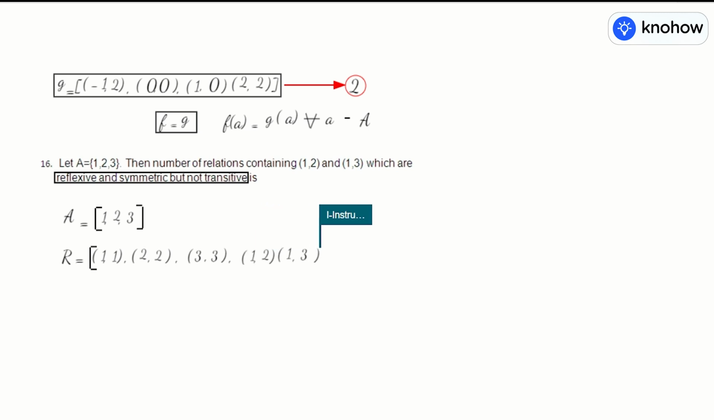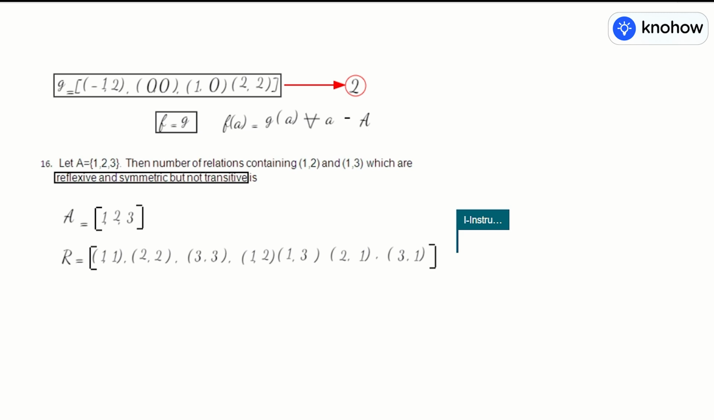And it also says that the relation is symmetric. As far as (1, 1), (2, 2), (3, 3) is concerned, that is not a problem. But if (1, 2) is there, then (2, 1) should also be there for the relation to be symmetric. And likewise, if (1, 3) is there, then (3, 1) should also be included. So what are the elements in R? (1, 1), (2, 2), (3, 3), (1, 2), (2, 1), (1, 3), (3, 1). Now this relation is reflexive and symmetric.